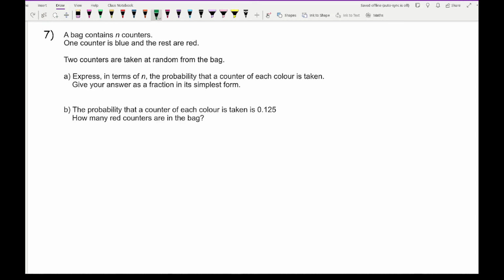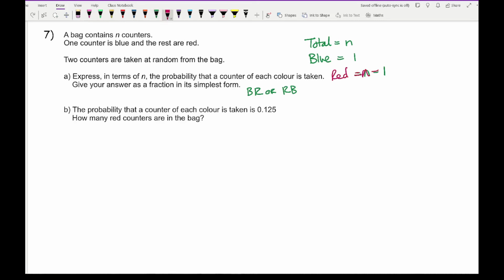So with this, we've got our total equals n. Now in terms of blue counters, that's just going to be 1, and the red is therefore going to be n minus 1. So that's the total amount rather than the probabilities. So looking at this, we want to express the probability that a counter of each colour is taken. So either I want a blue and a red, or a red and a blue.